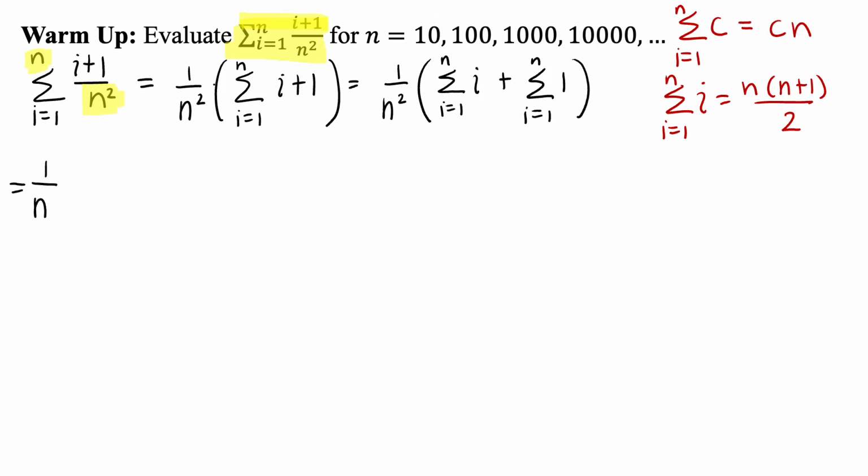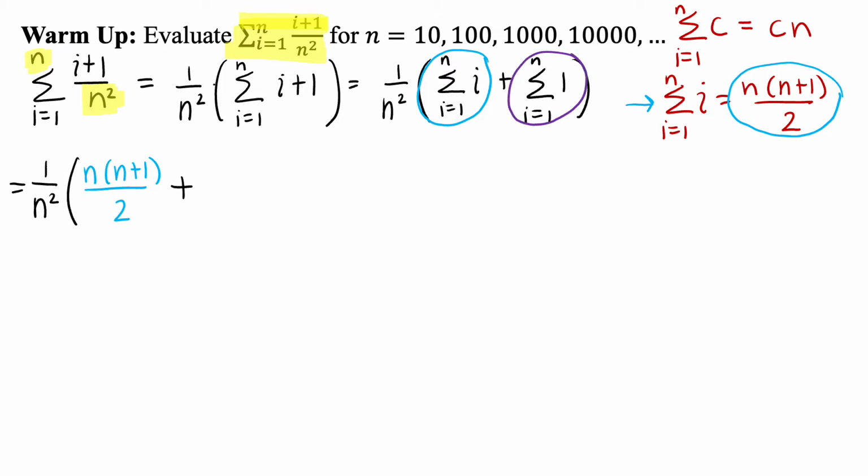So we keep our 1 over n squared on the outside. Our first term, the sum from i equals 1 to n of i, looks just like this formula. Because our n value is just going to stay n, we can actually replace it entirely with this formula, n times (n + 1) over 2. Plus, for our second term, we have the sum from 1 to n of 1, and 1 is just a constant. So this summation is equal to 1 times n, or just n. So we've used those formulas to write this summation completely in terms of n.